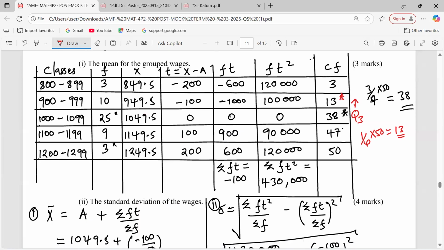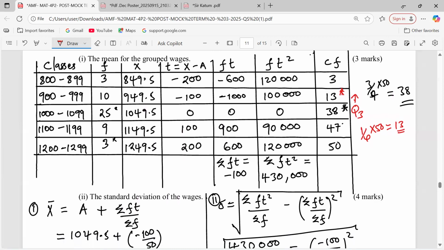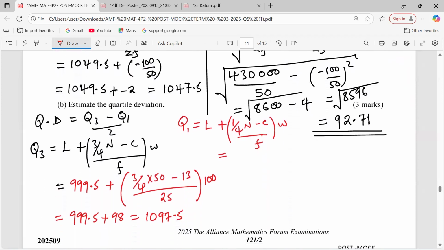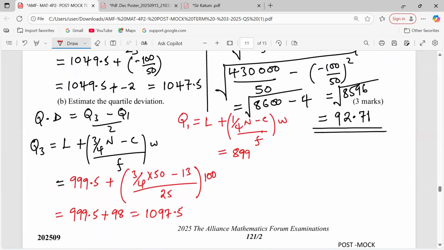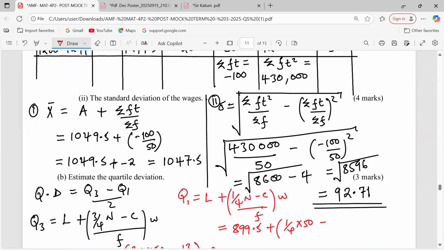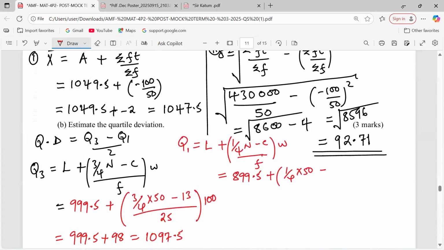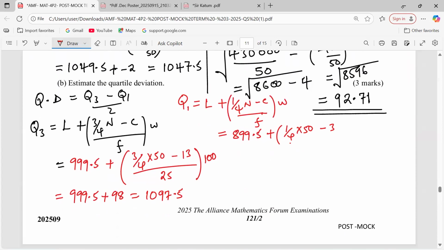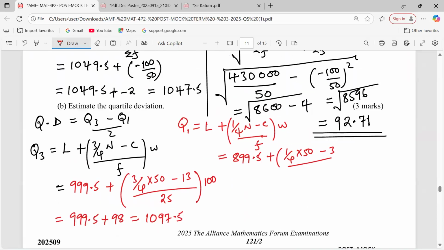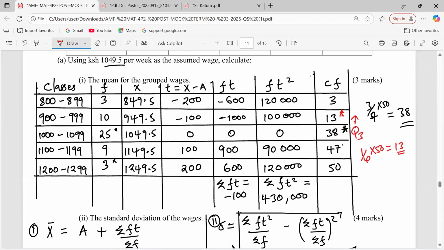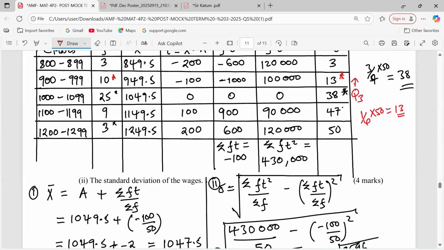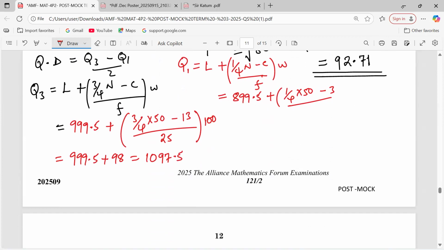So we talk about the lower boundary of 899.5, plus 1/4 of 50 minus cumulative frequency just before. Just before that, we have 3, out of the frequency for this particular class. The frequency for this class is 10. Then multiplied by 100 as the class width. So we can compute all that.